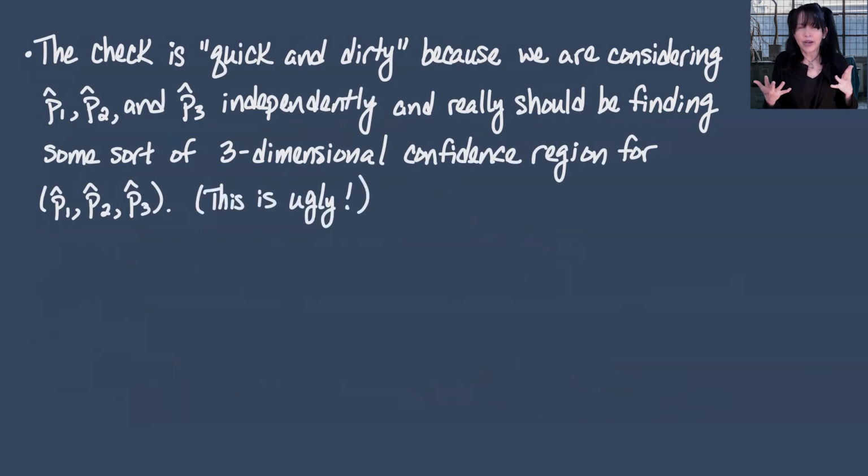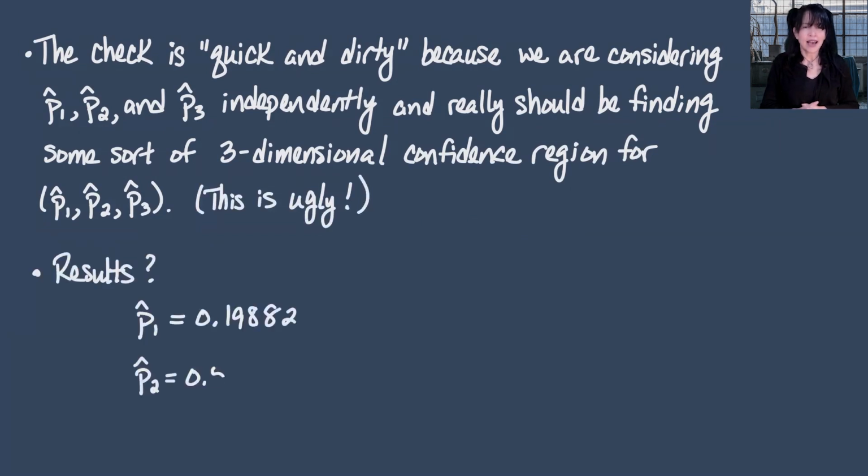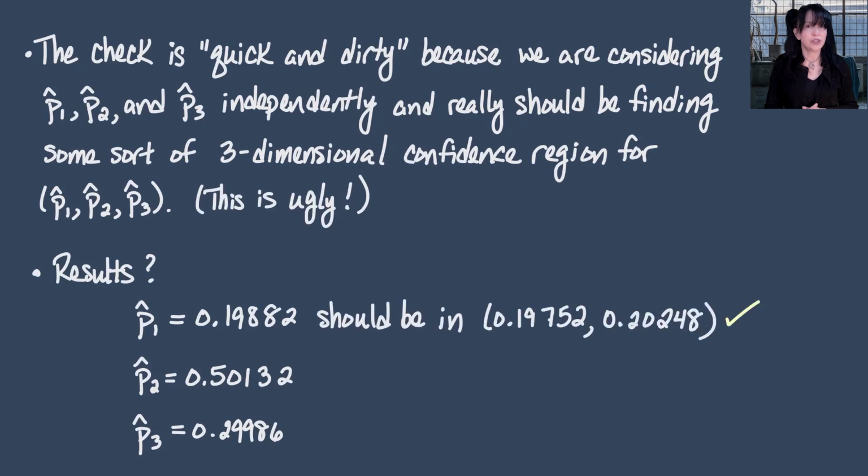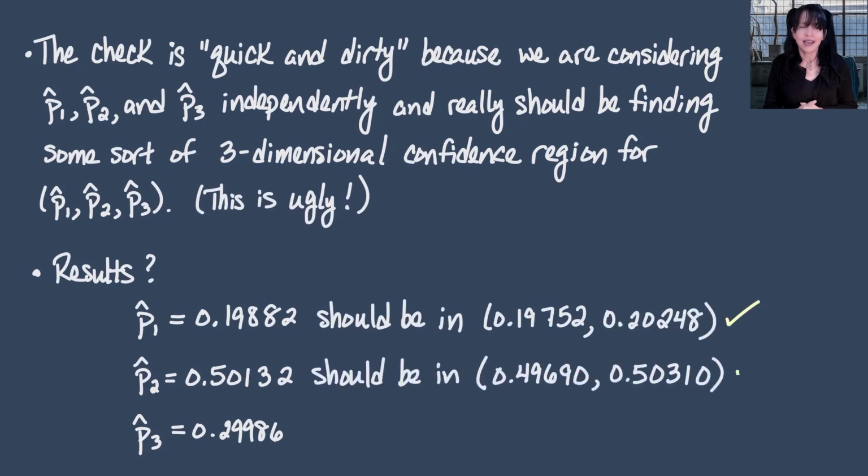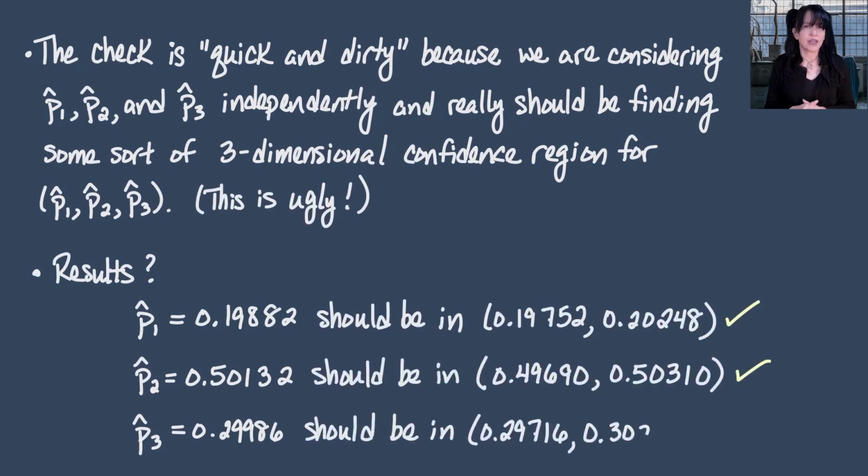But in my quick and dirty check, we got these values for P1 hat, P2 hat, and P3 hat. And given the reverse confidence intervals I just derived, P1 hat should be between these numbers. It is. P2 hat should be between these two numbers. It is. And P3 hat should be between these two numbers. And it is. Sometimes it won't be. Even without approximations and the central limit theorem, you should fall outside the interval some percentage of the time. Whether or not it's 5% of the time is also a little tricky because of how we did things independently. It is, again, a quick and dirty check.